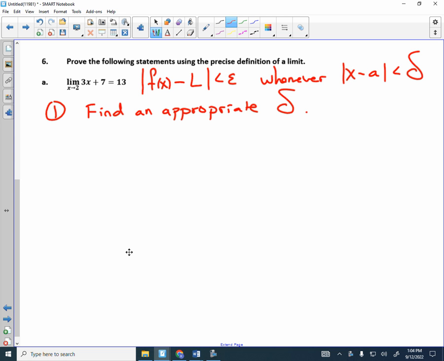So, here's what we do. Okay? We start by writing down what we have. You are fully capable of doing this. What do I put in for f of x? Look at how good you are. Minus 13 is less than epsilon. Okay? Whenever x minus 2.